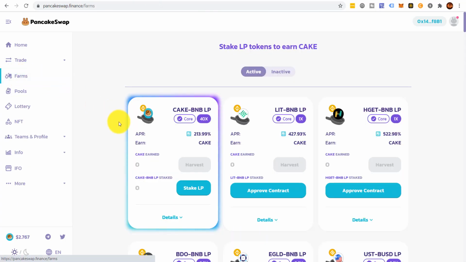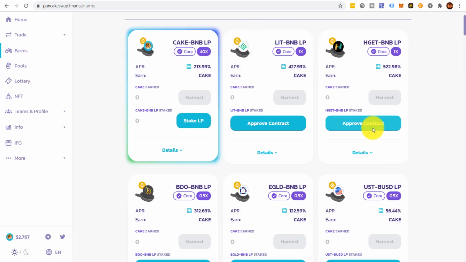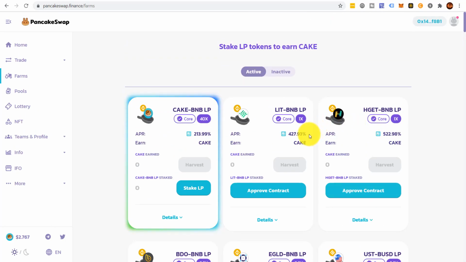So if you come over here to farms and you see the different liquidity pools, some of these pools I'm not familiar with. I don't know what this LIT token is or HGET token. I don't know what any of those tokens are, but there's a strong possibility that one of them could be very volatile. And if they're very volatile, then you can run the risk of impermanent loss. You just need to be aware of that. So it's better to find token pairs that are going to be less volatile compared to each other.